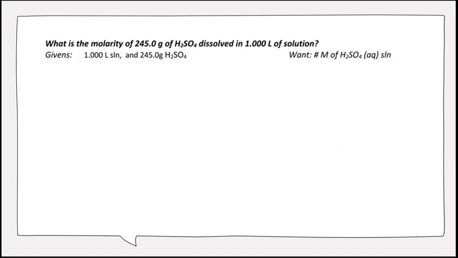Let's look at our first sample problem and how molar mass comes into play when we are finding the concentrations of a solution. What is the molarity of 245.0 grams of H2SO4 dissolved in 1 liter of solution? So let's look at what we know. This H2SO4 that is dissolved in, that means that this is my solute, and it's dissolved in this liters of solution. So this is my solvent.